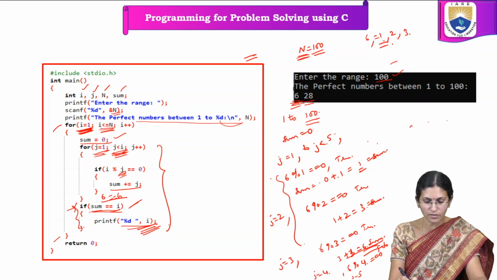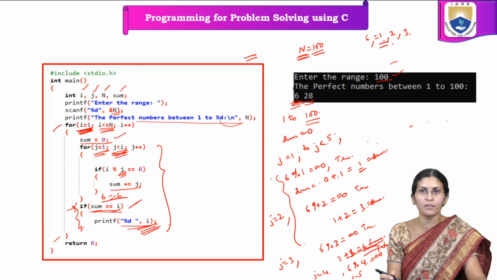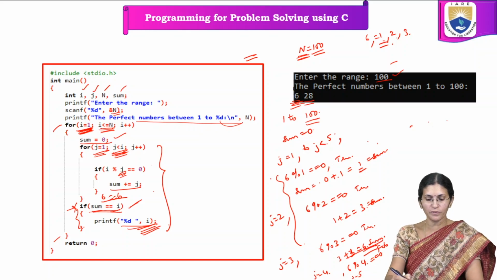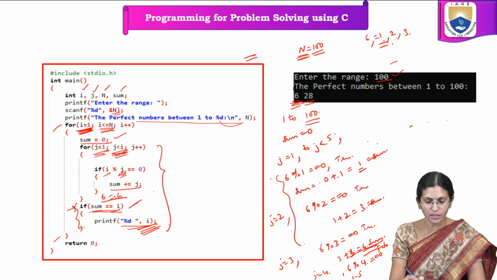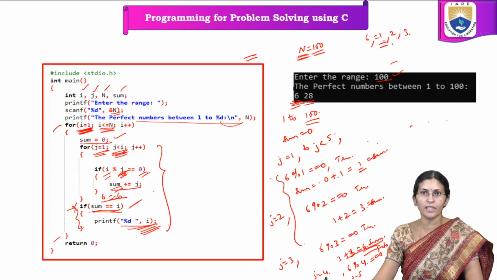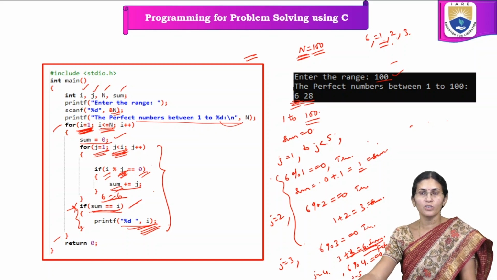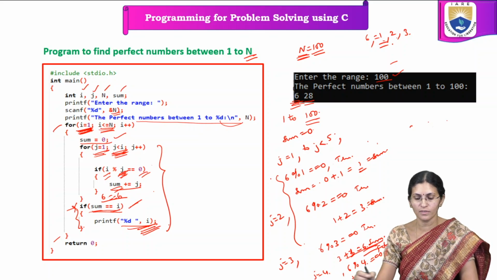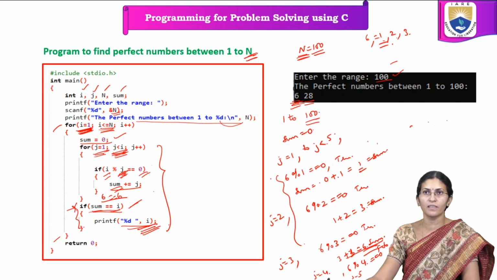This is the condition, and in order to check what the divisors of the given number are, this is the loop. If the given number is perfectly divisible by a particular number, then you get the remainder as 0 and that number is added to the sum. Otherwise, it is not added to the sum. So in this way, you can write the program to find perfect numbers between 1 to n. Here n is nothing but the upper range.